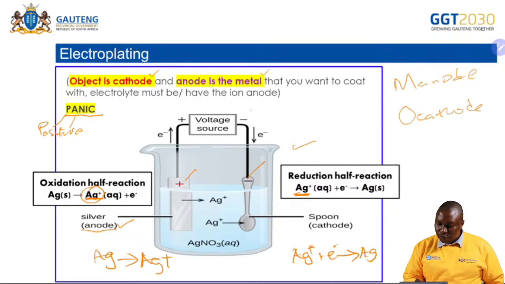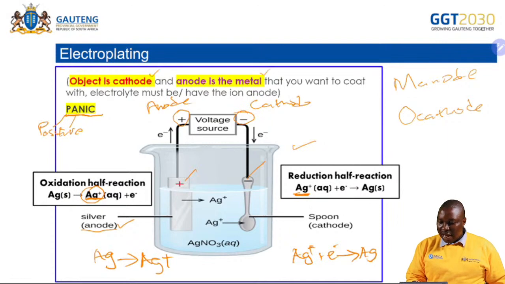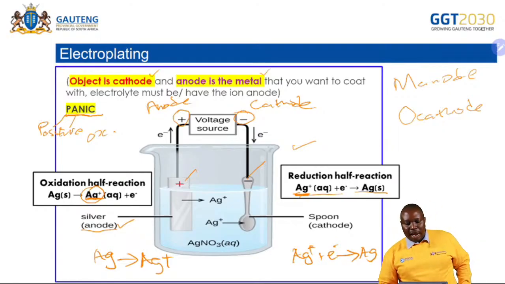So don't forget that when you get the question, look at the positive and the negative. And remember, PANIC. Positive, you will say, is the anode. Negative is the cathode. You know at the anode, the reaction that takes place is oxidation, which is loss of electrons. At the cathode is reduction, which is gaining of electrons. I hope that will help you.